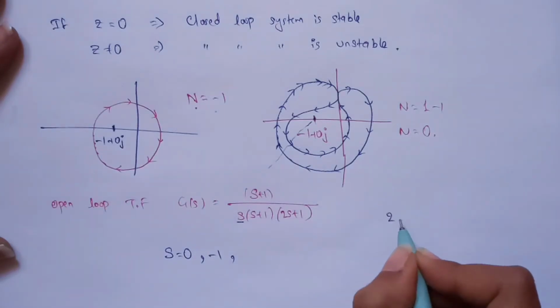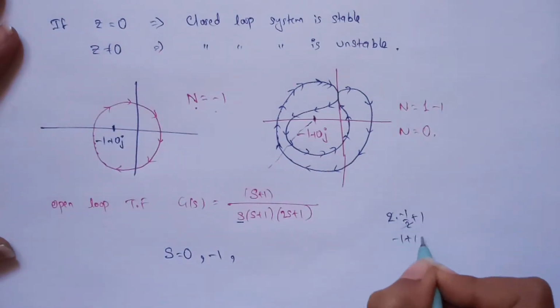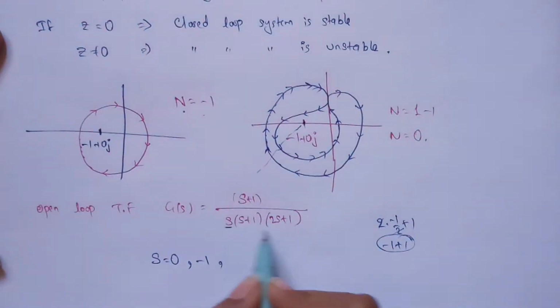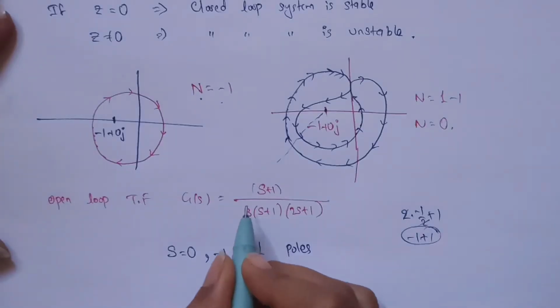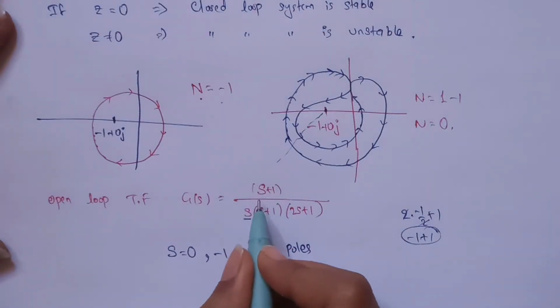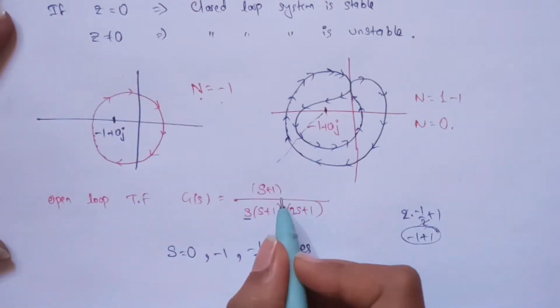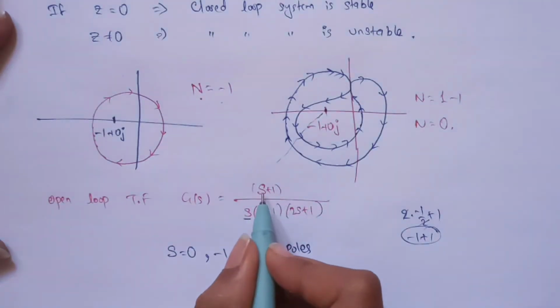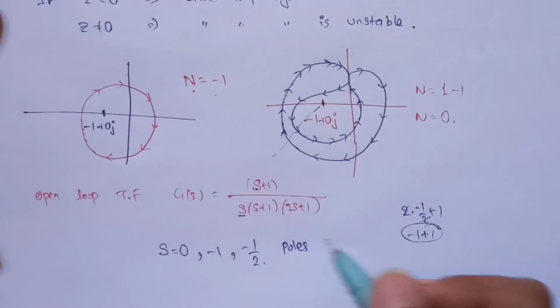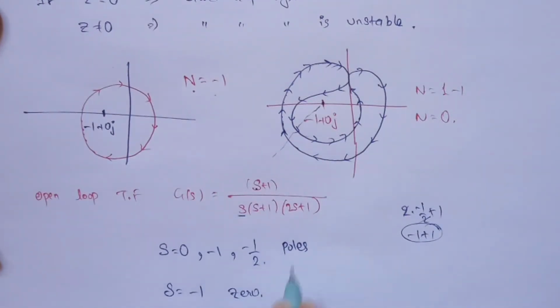If we take -1/2, then 2s plus 1 is -1 plus 1, which is 0, so the overall denominator becomes equal to 0. So these are the poles of this open loop transfer function. And a zero is the value by which we can make the entire function equal to 0. That means if the numerator is multiplied by 0, the overall expression becomes 0, right? So if I put s equal to -1, it comes out to 0. So s equal to -1 is the zero of this open loop transfer function.